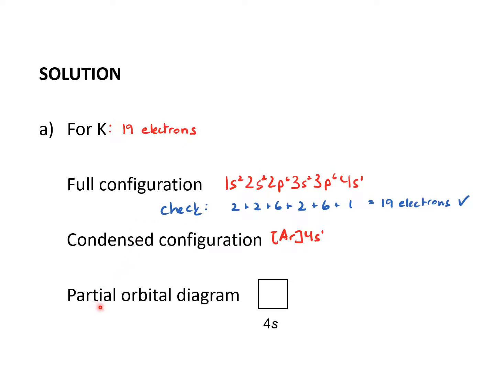Next, we're asked to write the partial orbital diagram for potassium, and looking at the highest energy orbital, we see that it's the 4s atomic orbital, and we have 1 electron in the 4s atomic orbital, so we should write our partial orbital diagram as 1 electron, which we write as an arrow pointing in the up direction, so it has spin plus a half, in the 4s atomic orbital. And so this is the partial orbital diagram for potassium.